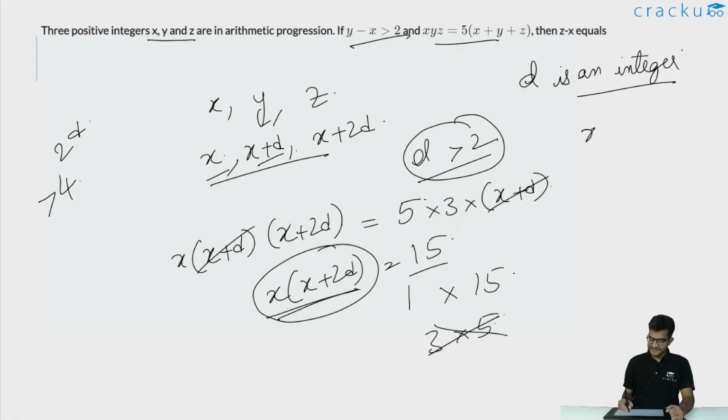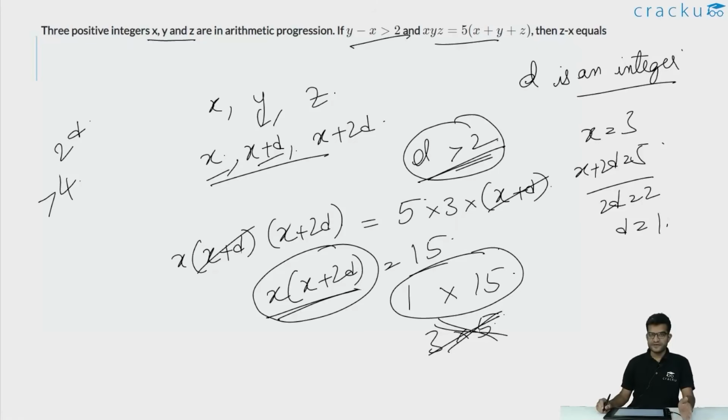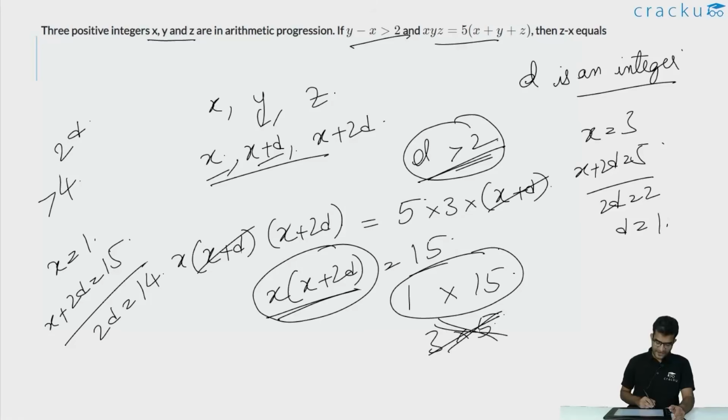If you assume that x is equal to 3 and x plus 2d is equal to 5, the value of 2d will be equal to 2 or the value of d is equal to 1, which is a contradiction. So the second one is not allowed. So only the first set of numbers is allowed. So this would imply that x is equal to 1, x plus 2d is equal to 15, or the value of 2d is equal to 14. So the value of d is equal to 7.